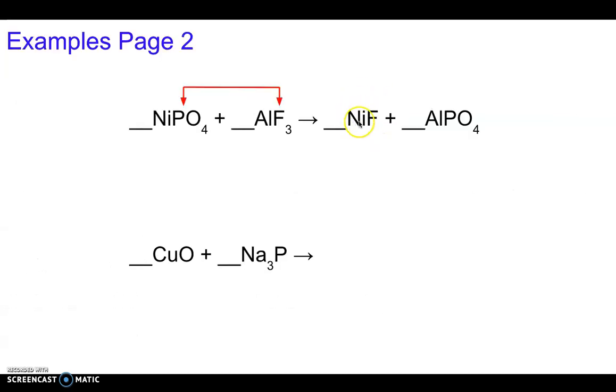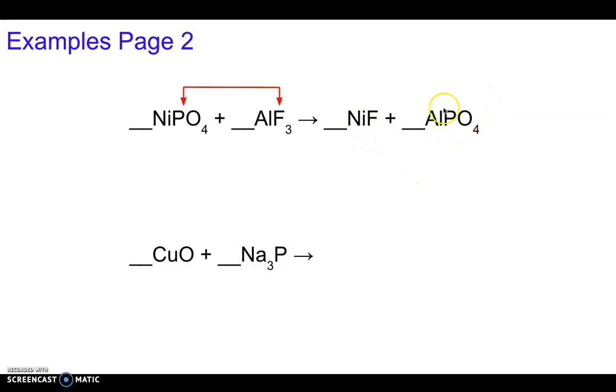Okay, so now nickel is paired with fluorine, and aluminum is paired with the phosphate. So we just switched the nonmetals. And look, I did not carry this 3 over with the fluorine. That's because we need to use charge to figure out how many fluorines we need. Okay, so let's balance these formulas using charge.